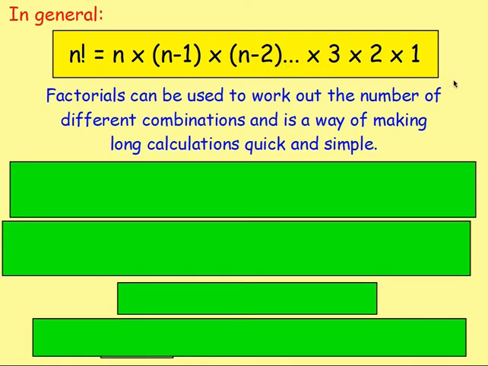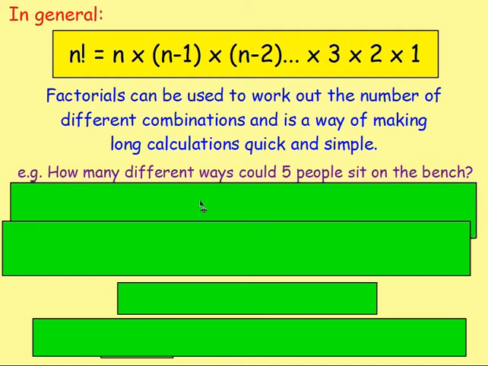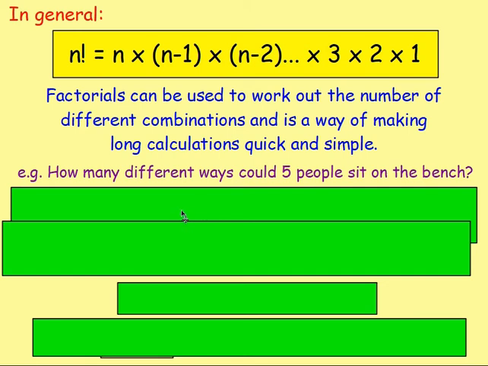As we just saw, factorials can be used to work out the number of different combinations, and really it's a way of making long calculations quick and simple. For example, imagine if there were 5 people on the bench, how many different ways could they be seated?